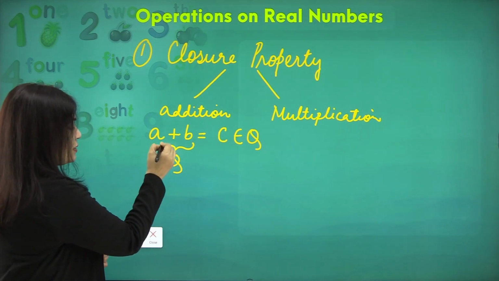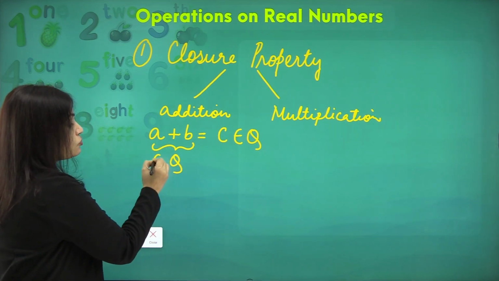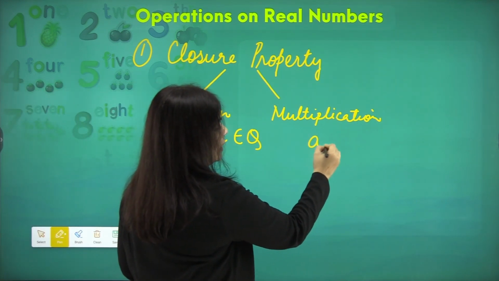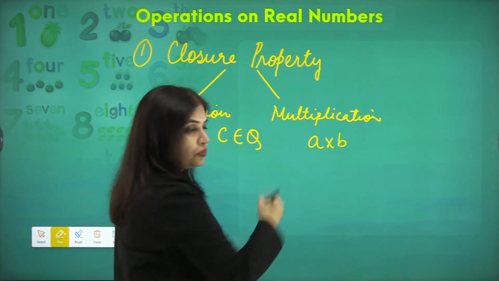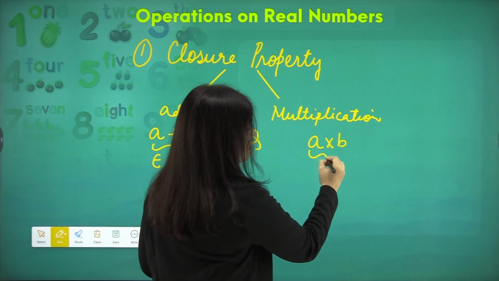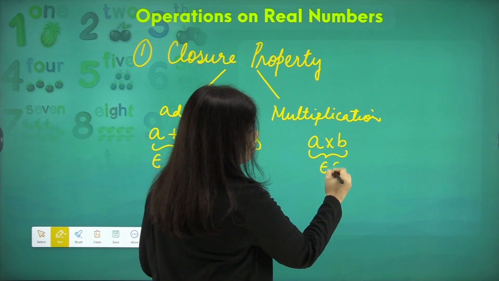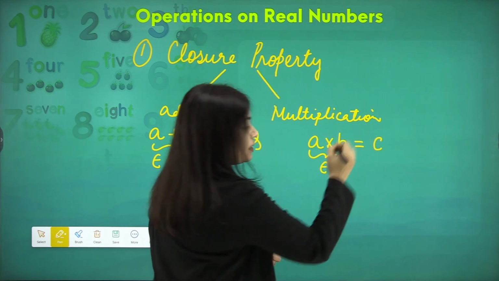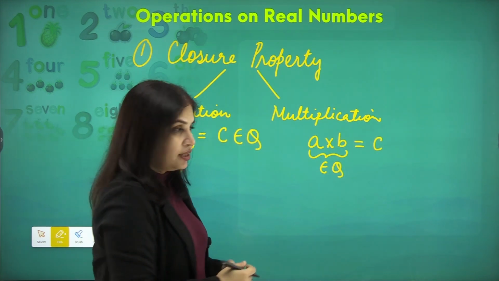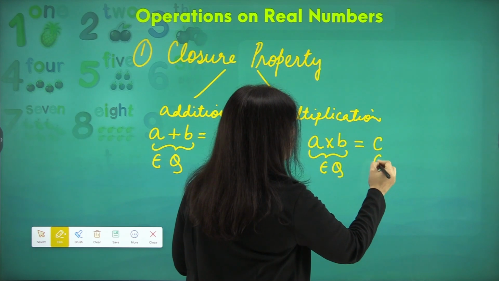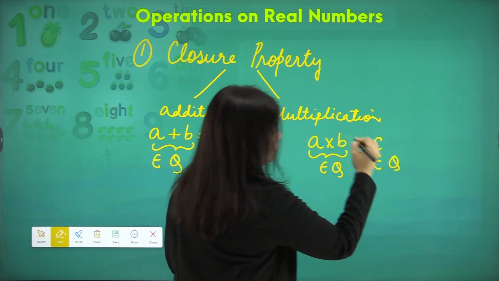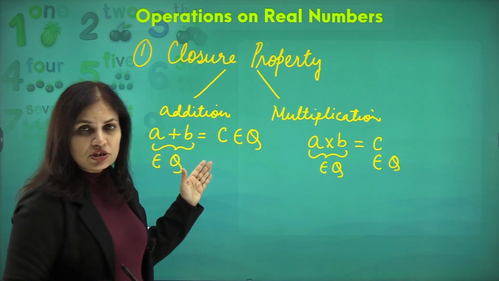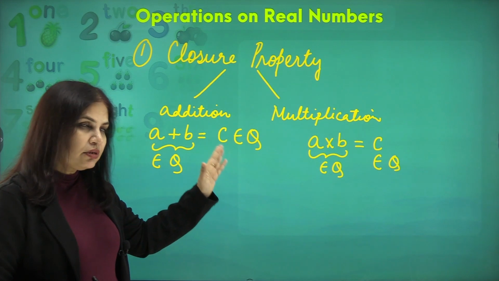So, A plus B, if A and B both belong to Q, C will also belong to Q. Similarly, if A and B belong to the set of rational numbers Q, then their product, A into B, gives you a product equal to C, and C will also belong to Q, which proves that the addition of two rational numbers will always result in a rational number.